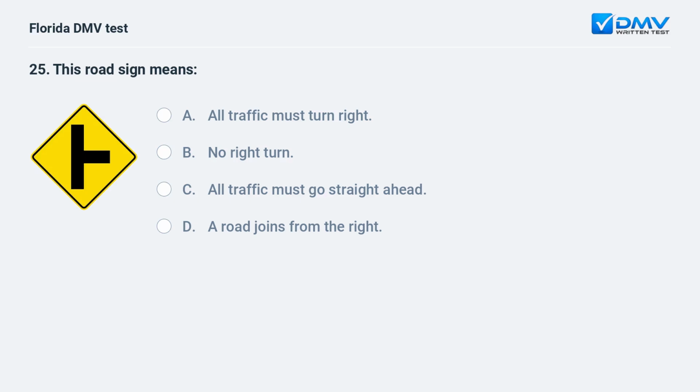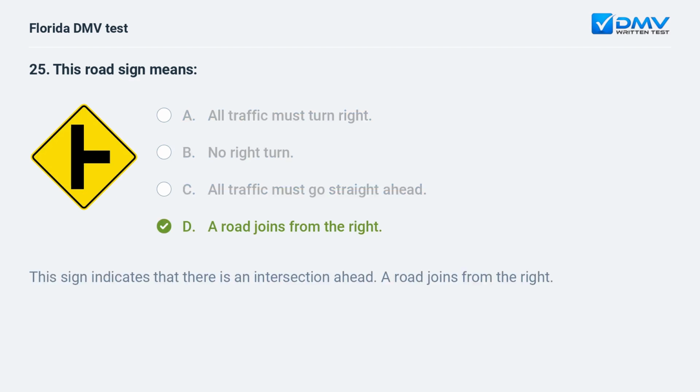This road sign means A. All traffic must turn right. B. No right turn. C. All traffic must go straight ahead. D. A road joins from the right. This sign indicates that there is an intersection ahead. A road joins from the right.